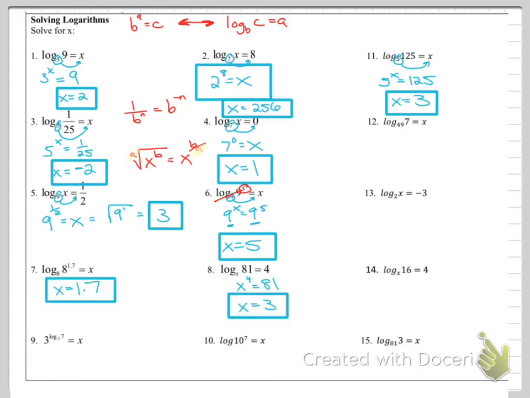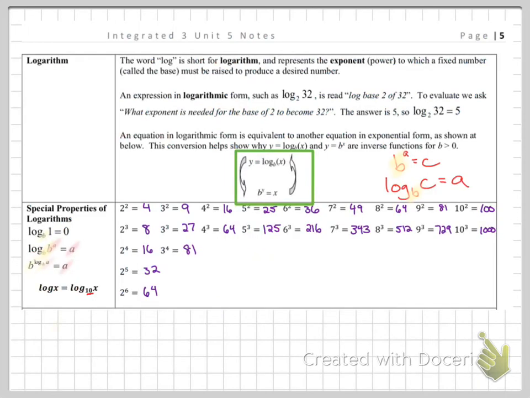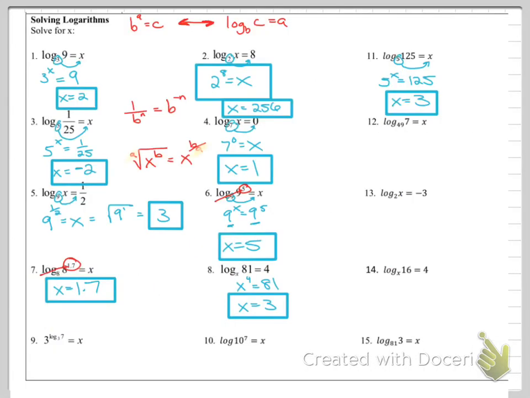Okay, number 7 was another one of those special properties. Log base 8 of 8 goes away, and the answer is just the exponent. Number 8, did I say 8 earlier? Sorry. Number 8, rewrite it as an exponent. Now I'm trying to figure out what times itself 4 times makes 81. 3 to the 4th makes 81, so my answer was 3.